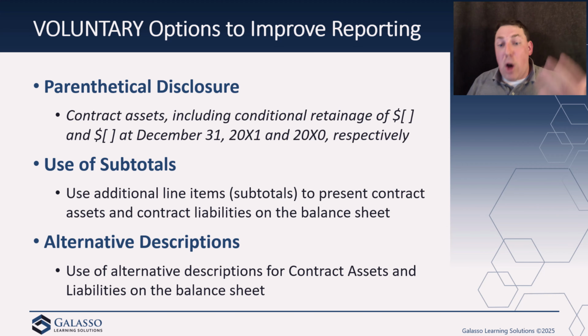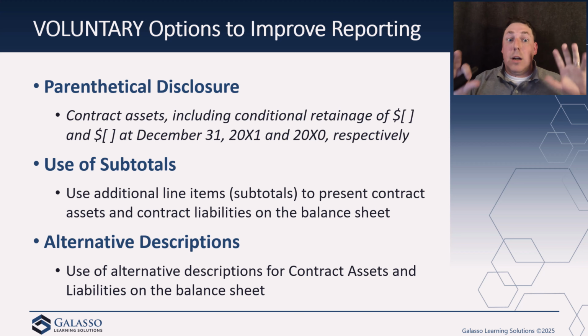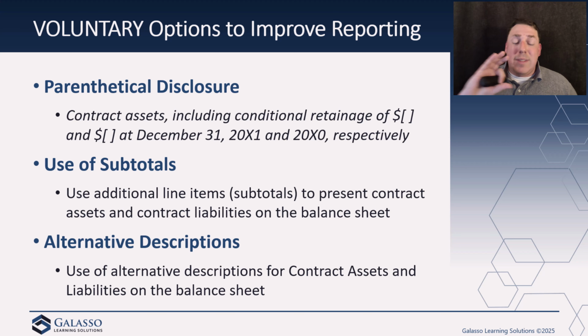It provides some voluntary, I'm going to repeat that, voluntary options for preparers of the financial statements to improve reporting. The first item they mention is parenthetical disclosure for the contract asset and contract liability line items to break out and present retainage there. So for example, instead of just saying contract assets, you can include additional information like including conditional retainage of dollar amount and dollar amount at the years presented in the financials. So we make it very clear for the users what that retainage amount is.